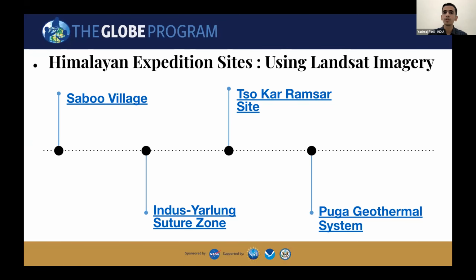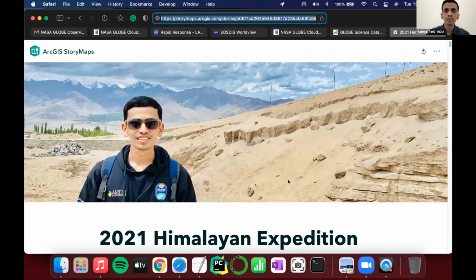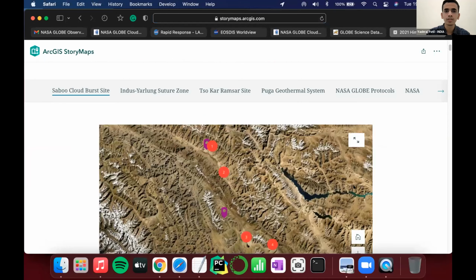And the Puga Geothermal System, which has a kind of geyser similar to what Yellowstone has, but compared to the pressure and height of the steam there, the Puga Geothermal System just expels water and steam up to 1 to 2 meters high. So I will be moving towards the expedition sites. Okay.